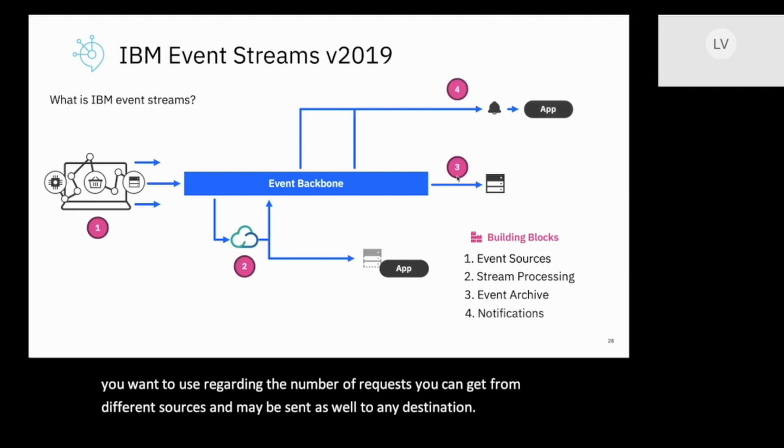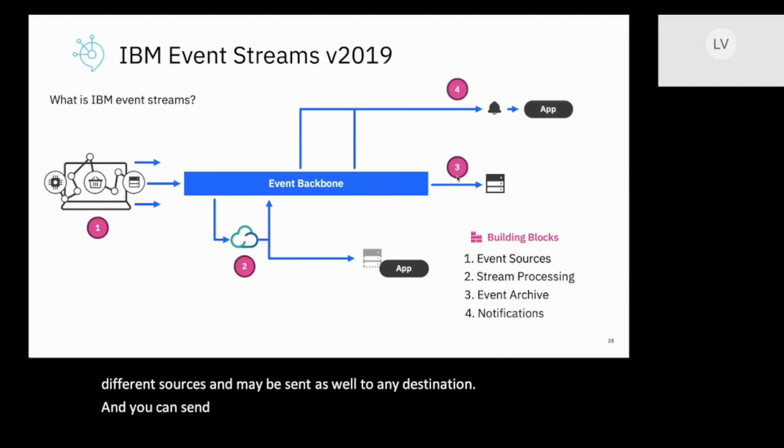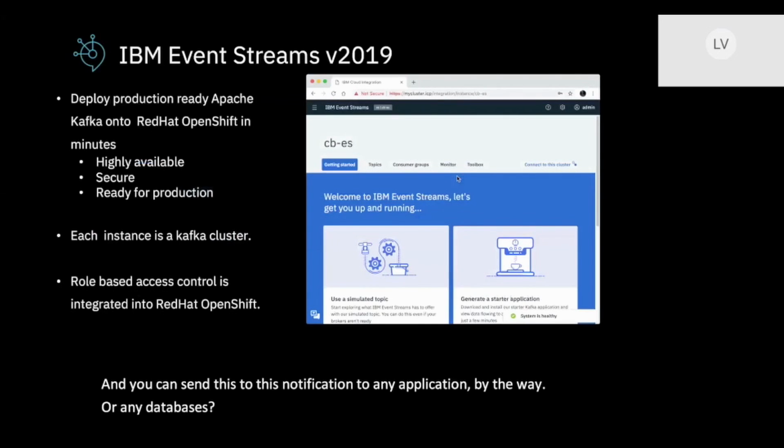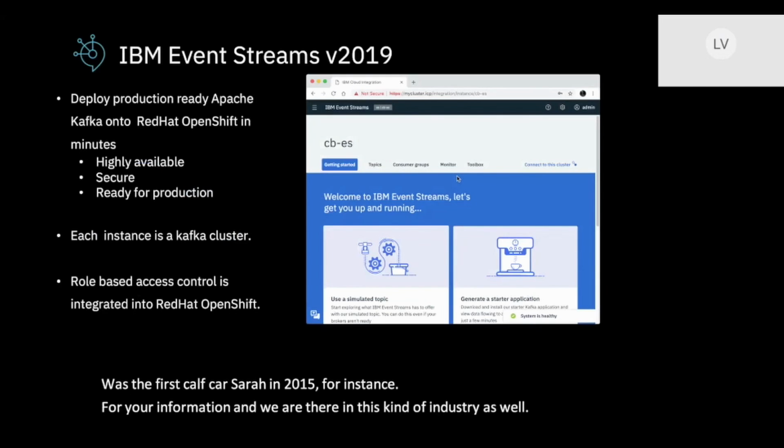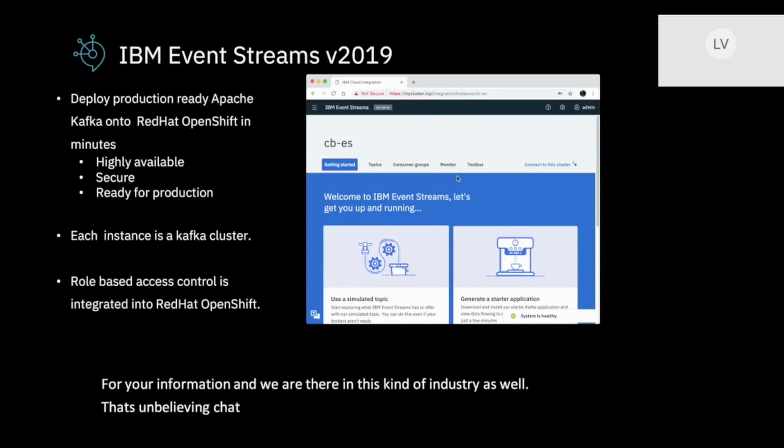And you can send this notification to any application, or any databases. So IBM Event Streams was the first Kafka seller in 2015, for your information. And we are the leader in this kind of industry as well. That's unveiled in Cloud Pak for Integration. That screenshot you will see during my presentation, during my demonstration.